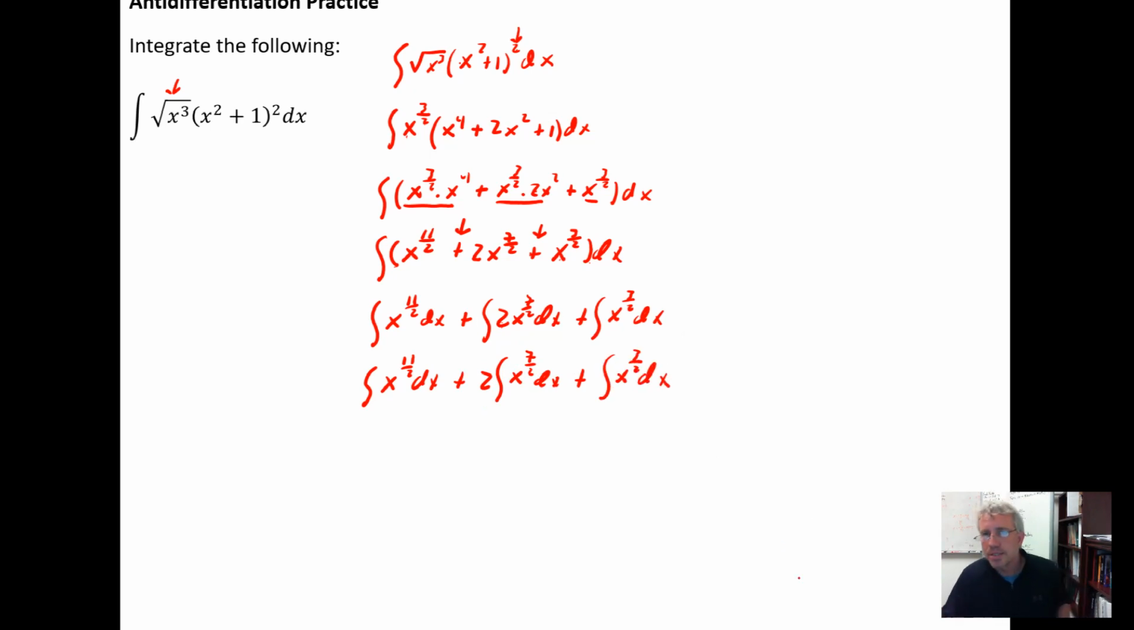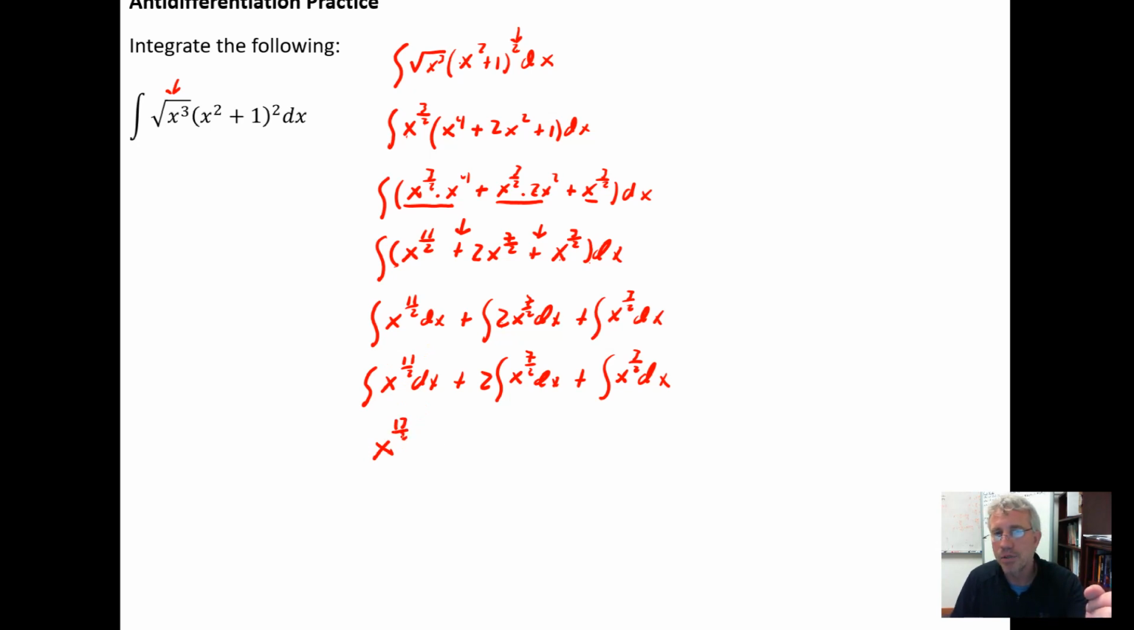And at this stage, we're ready to integrate. What I want to recognize is if we were differentiating x to the 11 halves, we would use the power rule, which would involve subtracting 1 from the exponent. So because we're working backwards and integrating, we're going to add 1 to that exponent. So I'm going to get x to the 11 halves plus 1, which is 13 halves.